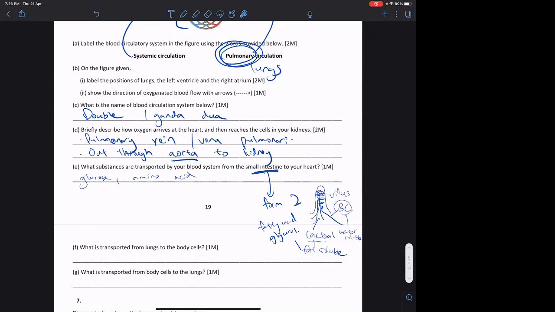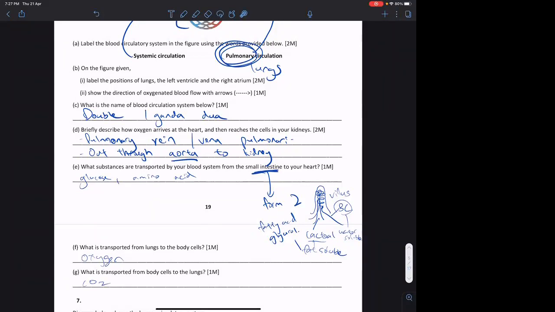Anyway, F, what is transported from the lungs to the body cell? This one's simple, oxygen. What kind of question is this? So easy. From body cell to lungs, that will be your carbon dioxide. Easy.